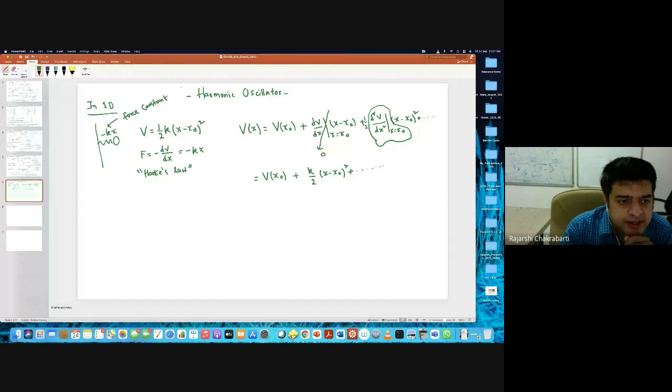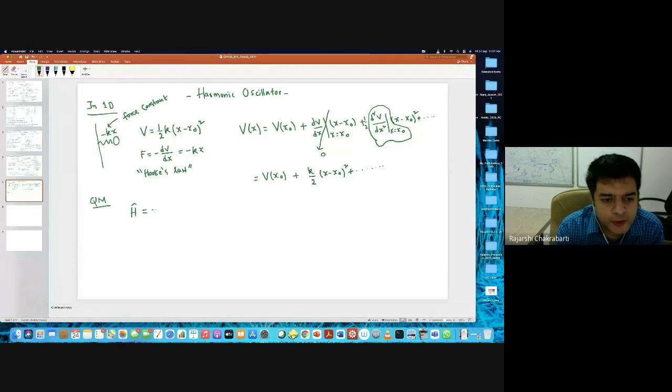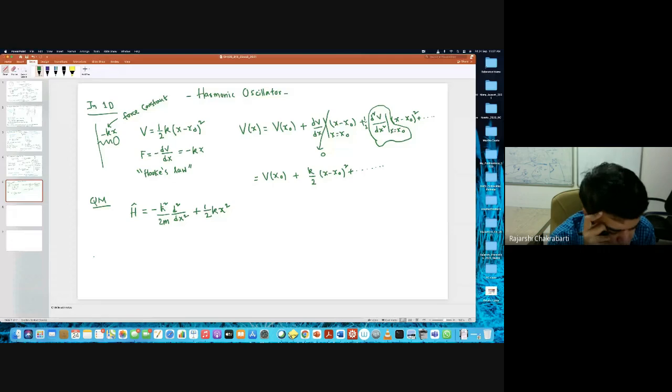So now let us go to quantum mechanics and write down the Hamiltonian for the harmonic oscillator. What is the Hamiltonian? It's going to be h cross square over 2m, and so on. Okay. I assume x0 to be 0. This is fine. Is it fine to all of you?